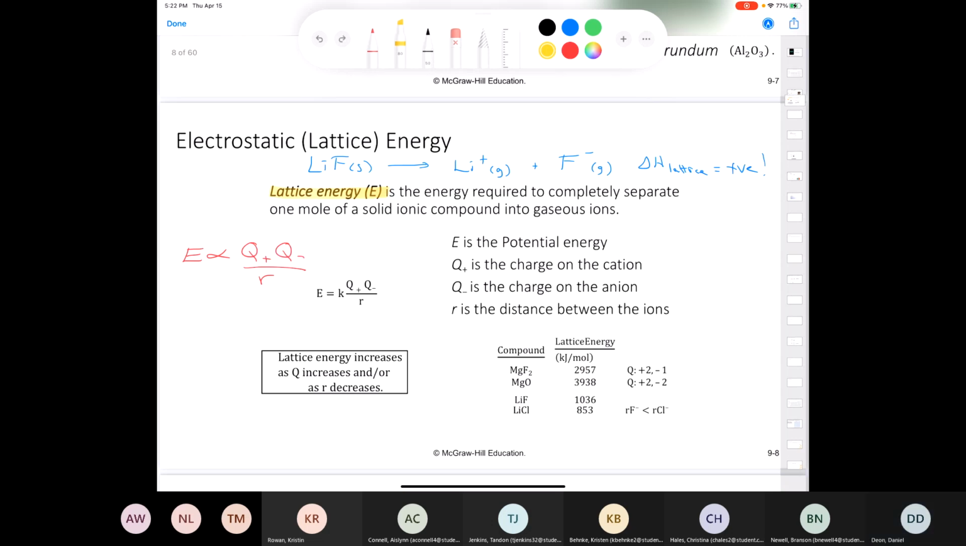And as the R, or the distance between the ions, gets smaller, my lattice energy is also going to go up. So again, you just have to know that the lattice energy, E, is directly proportional to the product of the charges of the cation and anion, and it's inversely proportional to the distance between the ions. So with all that in mind, you might be wondering, product of charges, what does that exactly mean? Well, let's take a look.